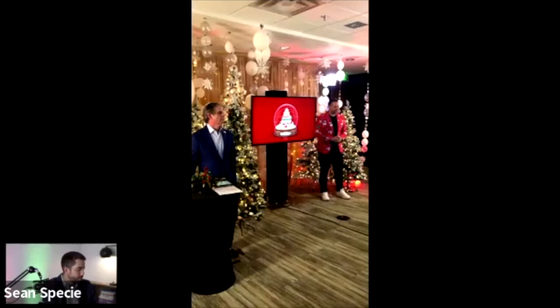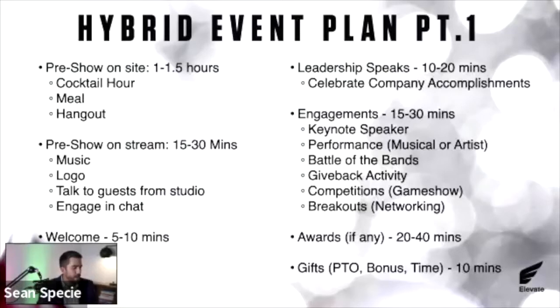All right? Now, going back to the hybrid event plan, after you have the pre-show, you can make it cocktail hour or a meal, or they can hang out. Like we were playing cornhole with a group during the last hybrid event we did for them. Then after that, you want to go to the pre-show on the live stream, which would be on Zoom or Hopin for 15 to 30 minutes. Then do a 5 to 10 minute welcome. Then the leadership of the company can speak for 10 to 20 minutes. Then again, the engagements, whether that's a virtual game show or whatever that looks like.